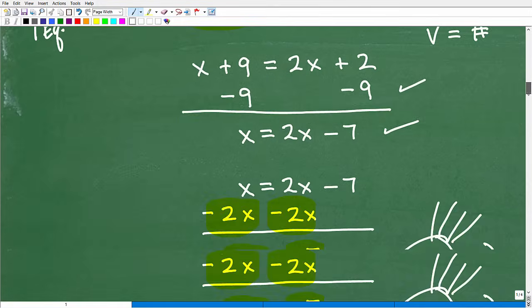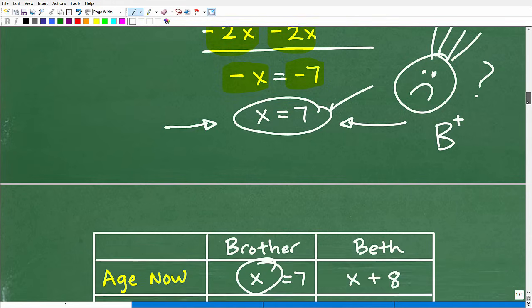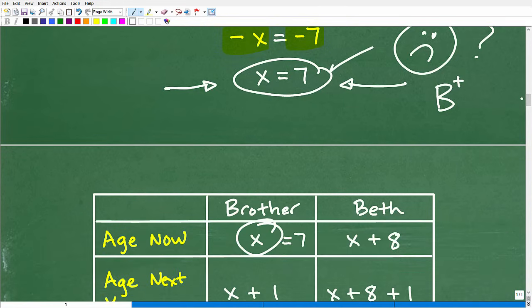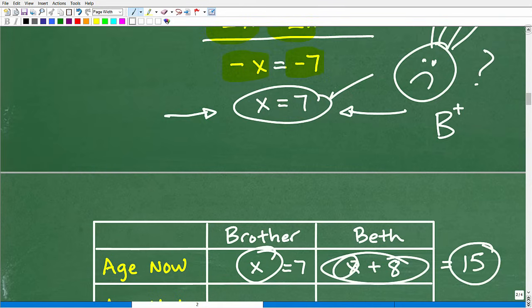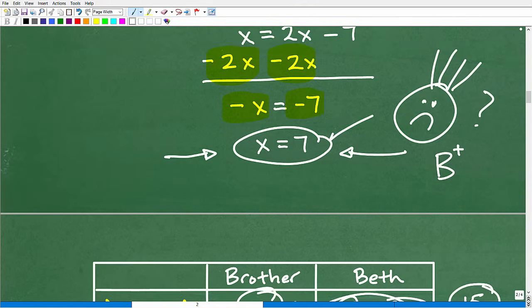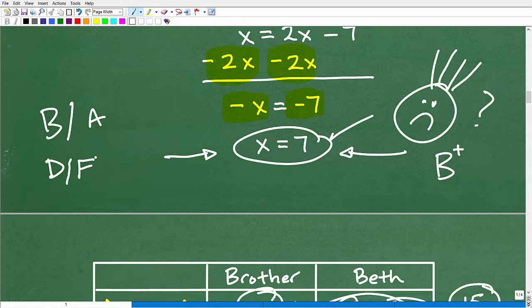Remember, everything I'm telling you comes from long years of experience teaching. So how old is Beth now? Well, I know the brother is 7, so 7 plus 8, if that's the brother's age currently, Beth is 15 years old. Small little details are the difference between a B and an A, or a D and an F. Math is made up of all these little things.